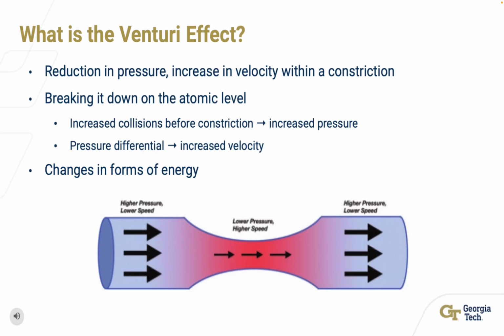The Venturi effect is a specific example of Bernoulli's principle and is defined as the reduction in static pressure and increase in velocity as a fluid flows through a constriction. Atomically, the pressure differential is from particles colliding more frequently as the cross-sectional area decreases. It is this pressure differential that leads to the increase in velocity as particles rush to the lower pressure environment.